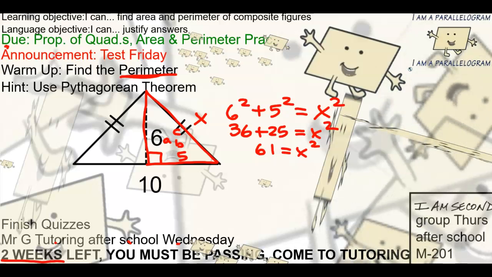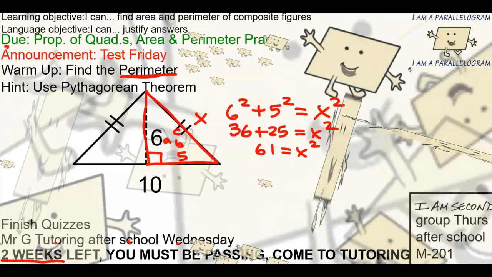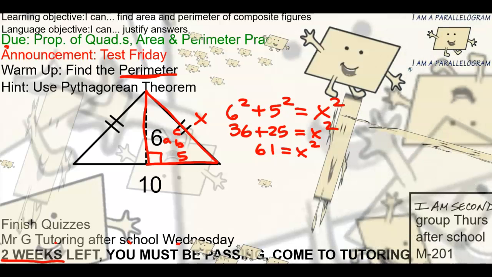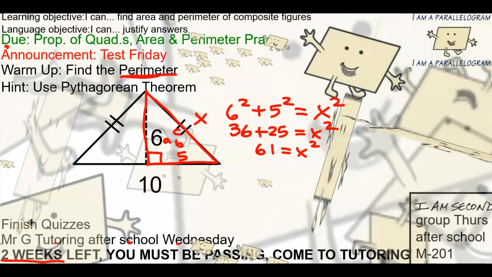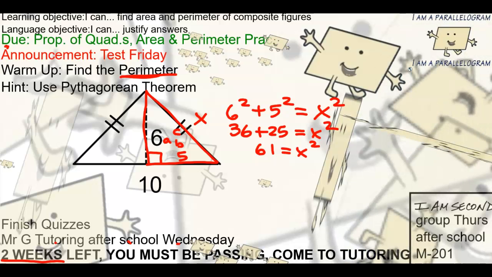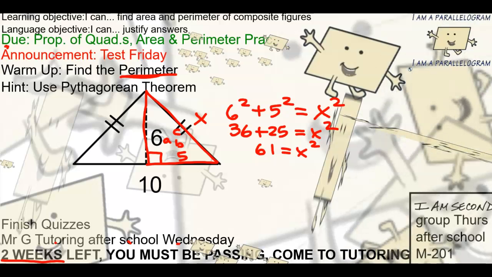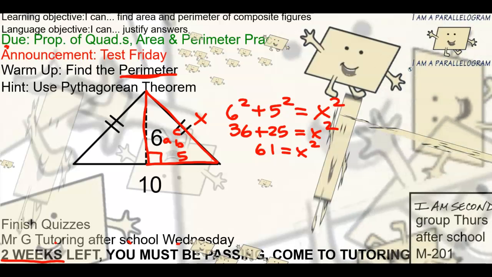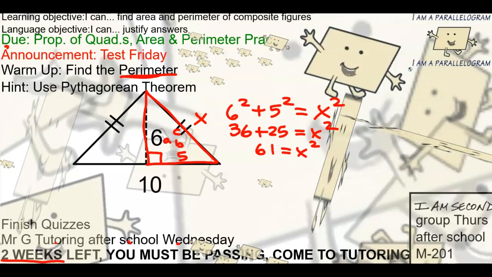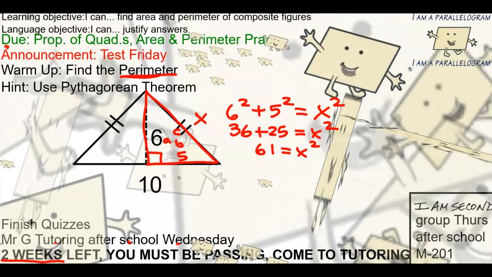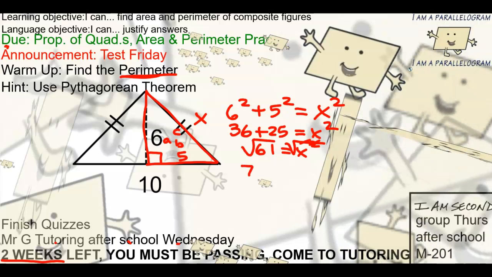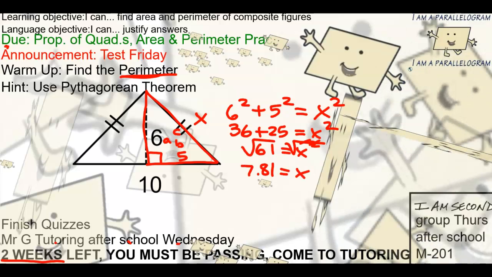Okay? The 61 is not the length, because that's x squared. Your last step to get rid of a square is to do the square root. When you do Pythagorean Theorem, you got to be able to do the square root on the last step. So what's the square root of 61? 7 point something. 7.81. Okay. So again, square root cancels it out. Square root of 61, 7.81, equals x.